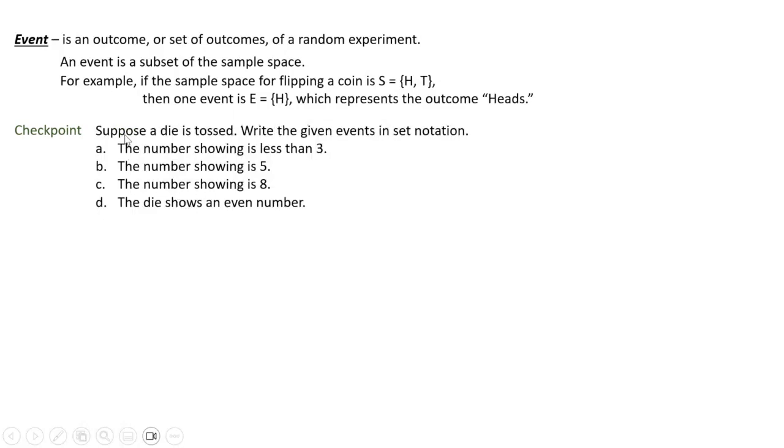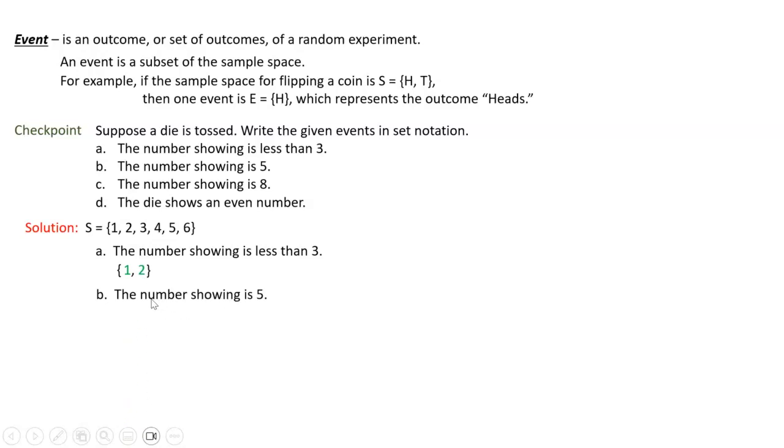Okay, now checkpoint. Suppose a die is tossed. Write the given events in set notation. Right here, they want you to write the set notation, right? So for A, the number showing is less than 3, right? This is my sample space, right? So less than 3 will be 1 or 2. That's my answer. For B, the number showing is 5, right? So it's going to be a 5.